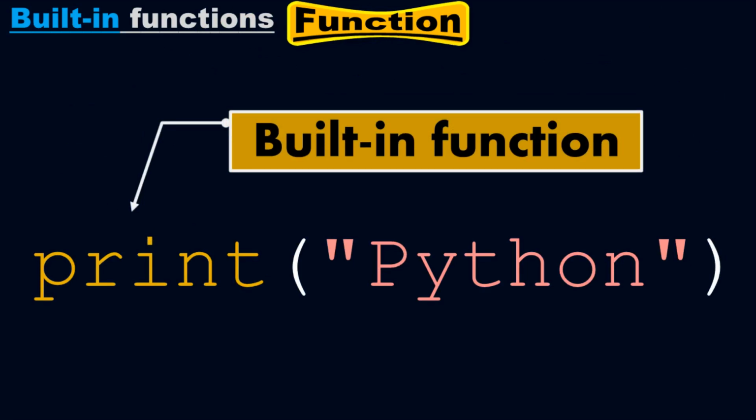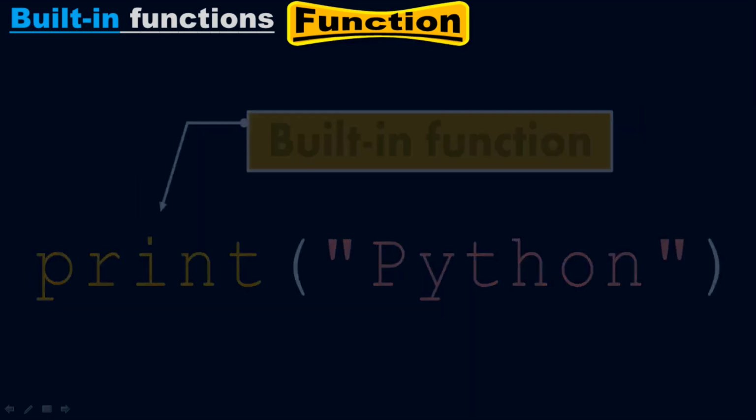It is the built-in function, which means that it has been already built inside Python. We don't need extra code for the print function. It is built in. It has been built by a developer. So we can simply use the print function, and it performs the task. This print function is called the built-in function.